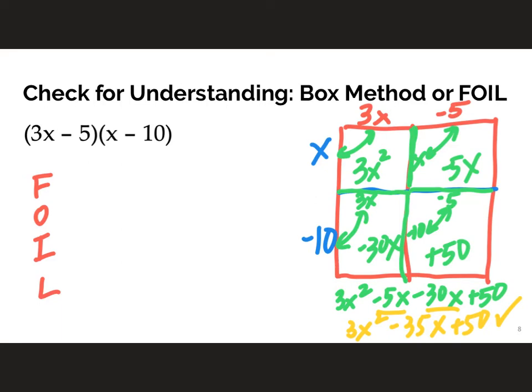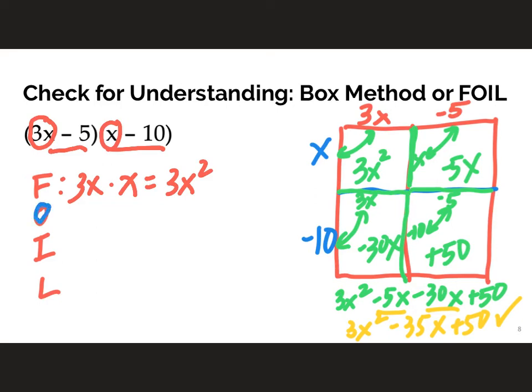So F stands for the first terms in each of my groups, right? And my two groups are 3x minus 5. Let me label that as red. 3x minus 5 and x minus 10, right? And so the first terms in each of these groups are 3x and x. So I'm going to multiply 3x times x together to give me 3x squared.